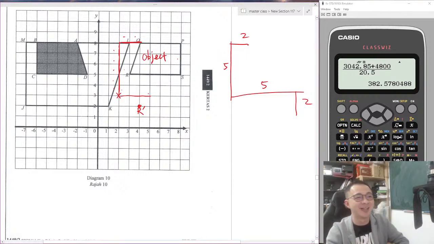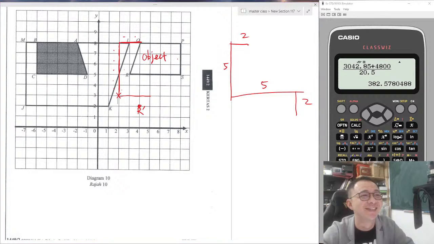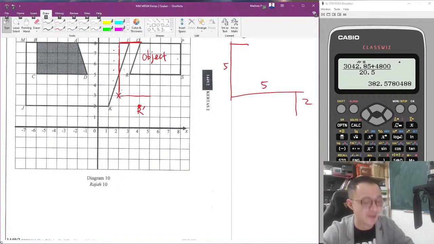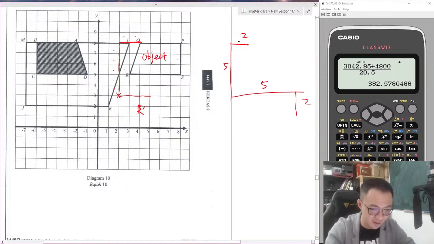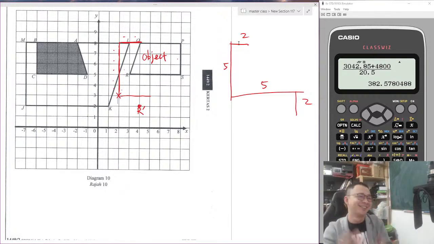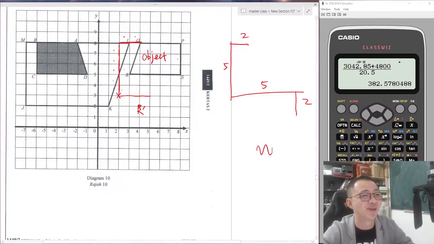Oh my god, my computer kind of froze at this moment. So I don't know why my... give me a while. Because the pen suddenly doesn't work at this moment. Oh my god. Okay, it came back to normal already. Finally.